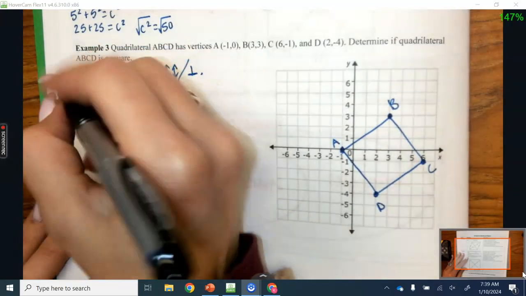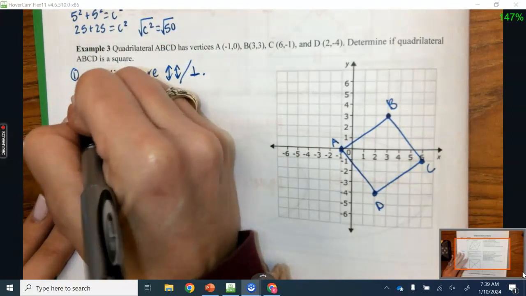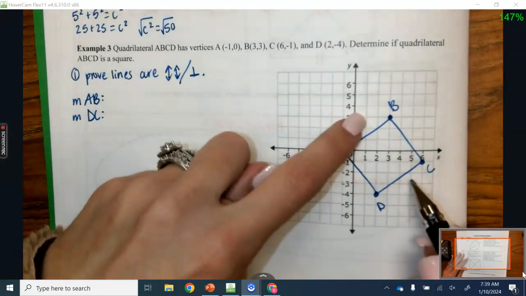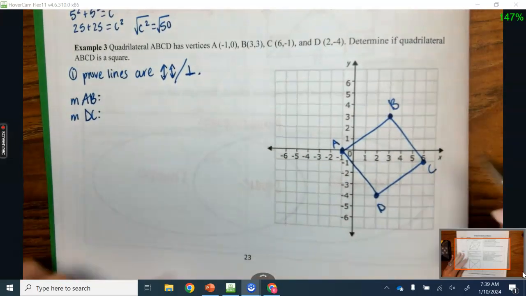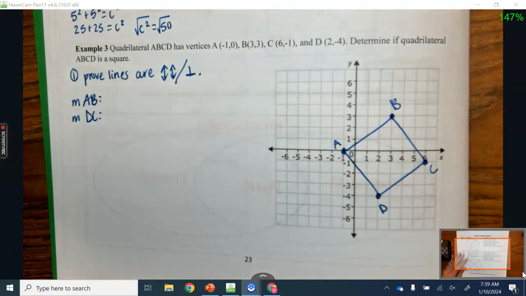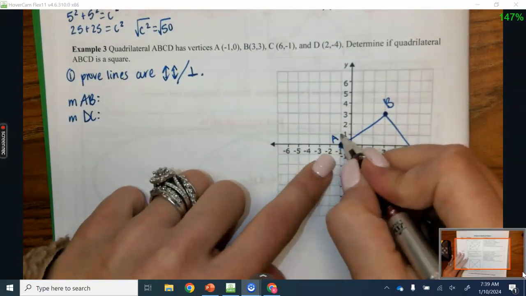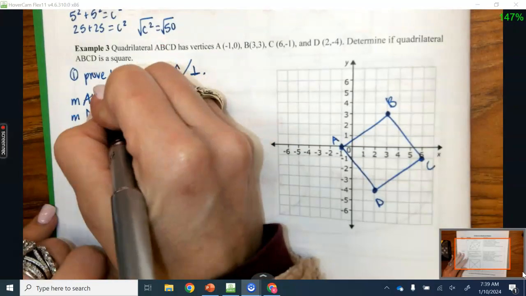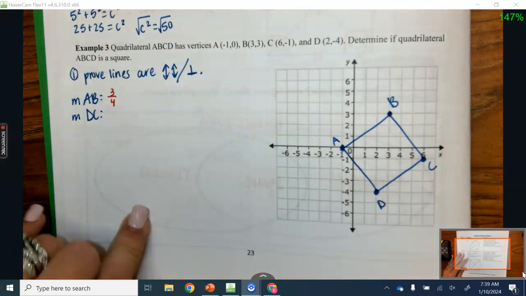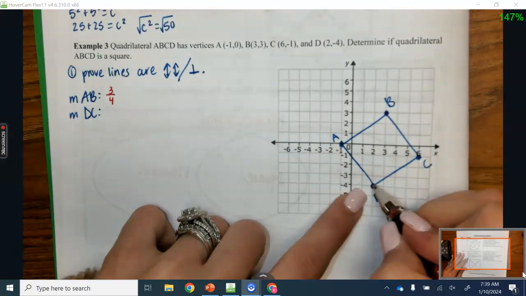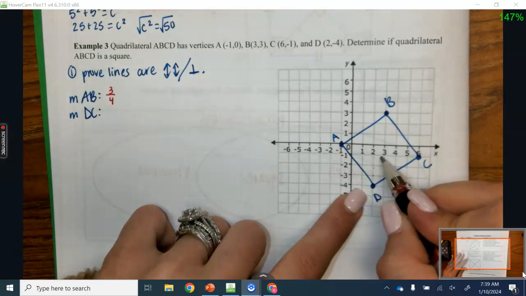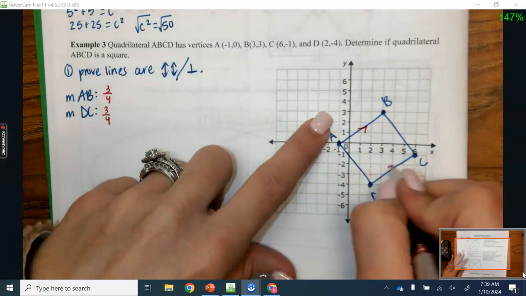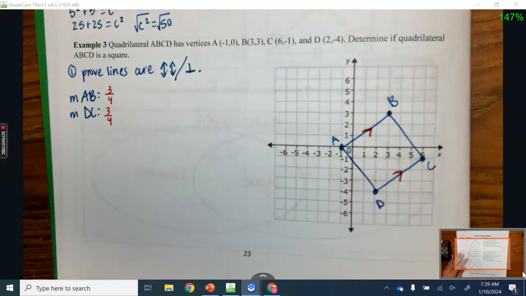Okay, so I want to know the slopes. If I do the slope of AB and the slope of DC, those are 2 opposite sides. Those should be parallel. So if I do my rise over run from A to B, I go up 1, 2, 3, to the right 1, 2, 3, 4. So AB has a slope of 3 over 4. And DC, if I go up 1, 2, 3, right 1, 2, 3, 4, so 3 over 4. So these 2 sides are parallel, right? Those 2 opposite sides, so that's good.